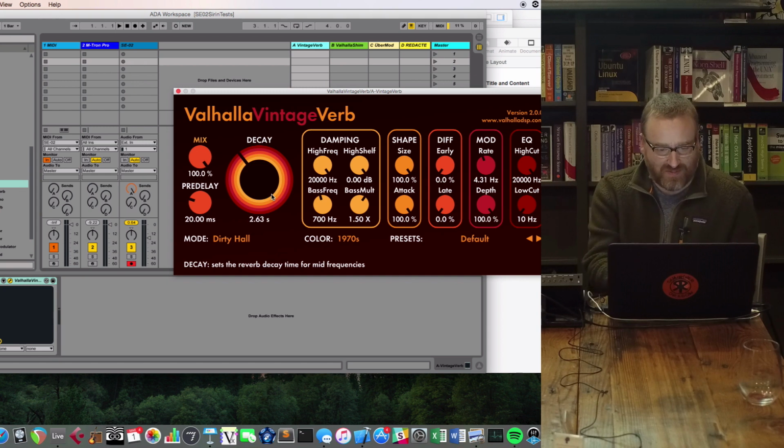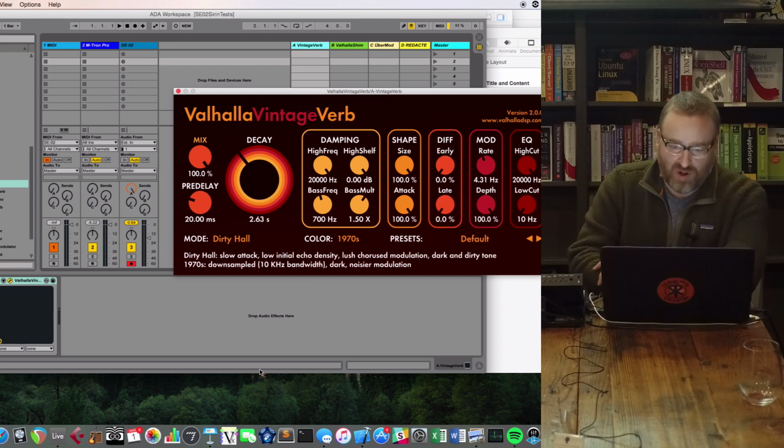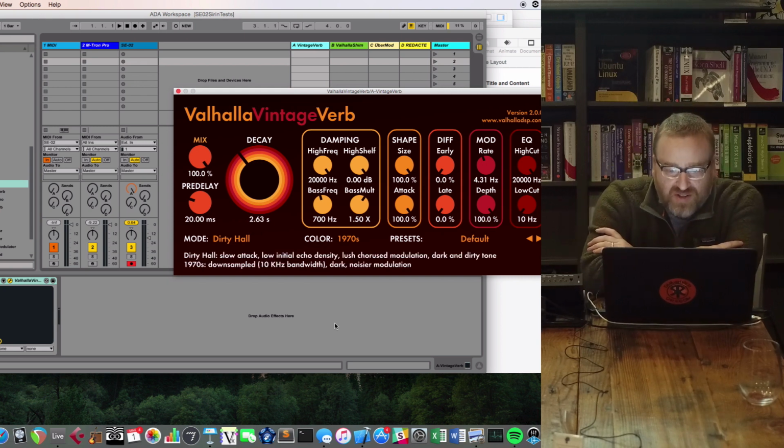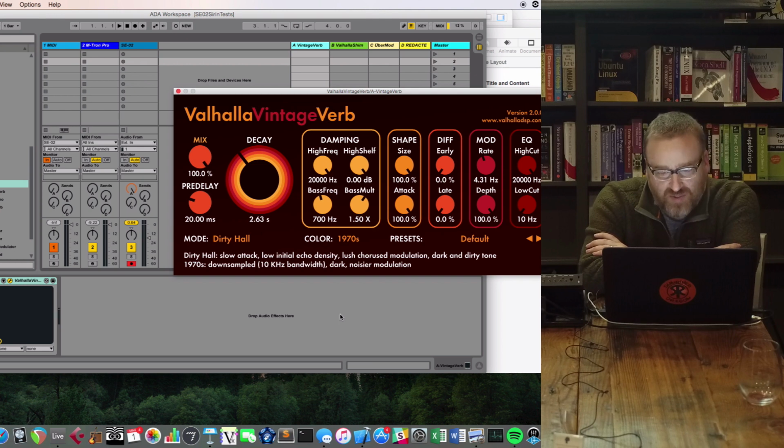So what is the difference between the 70s and 80s mode here, really, just in a nutshell? Well, it goes back to that stuff I was talking about. The 70s mode runs internally downsampled. If this is running at 44.1 kilohertz, this will be running at 22.05, which has a big effect right there in the high frequencies. There's nothing above 10K.